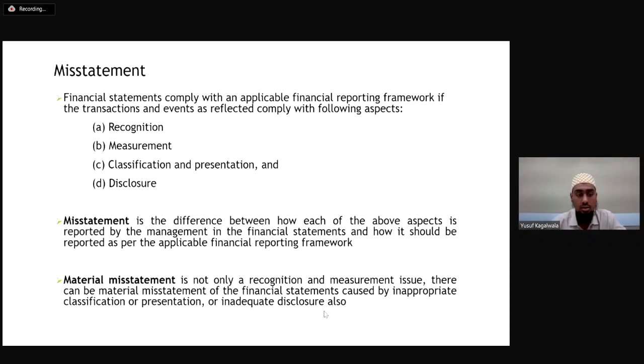Now, normally it is a tendency that we take the material misstatement based on the amount involved. But material misstatement is not only because of the amount involved; it also needs to be considered with respect to recognition and measurement criteria, and also the inappropriateness of classification or presentation or disclosures. Now, if Schedule 3 disclosures are not complied with, it is a misstatement. It is a non-compliance and it leads to a material misstatement.